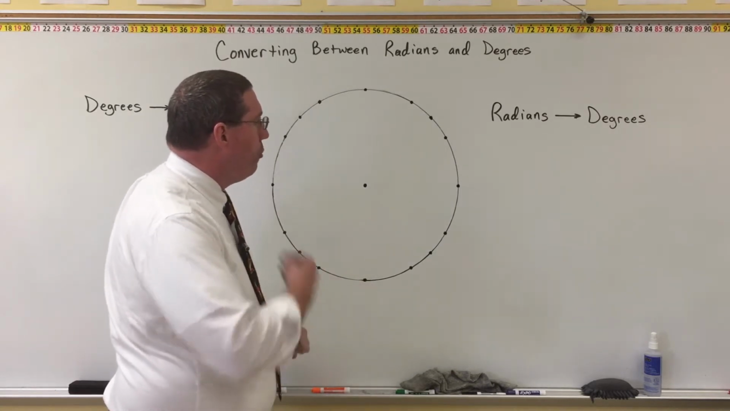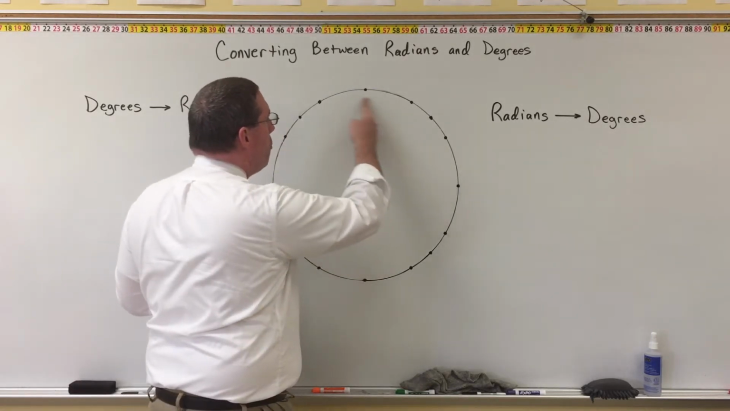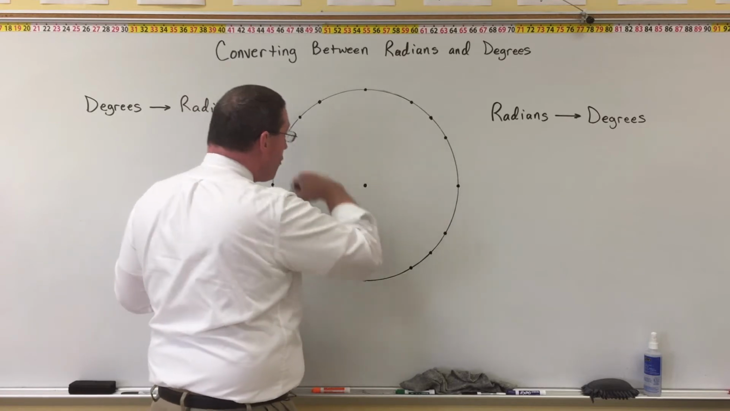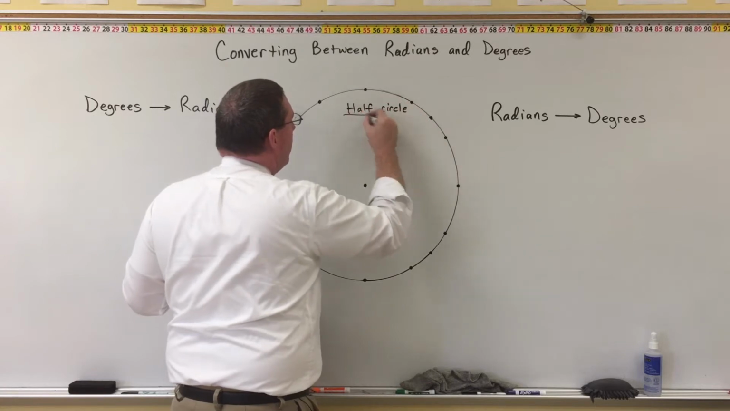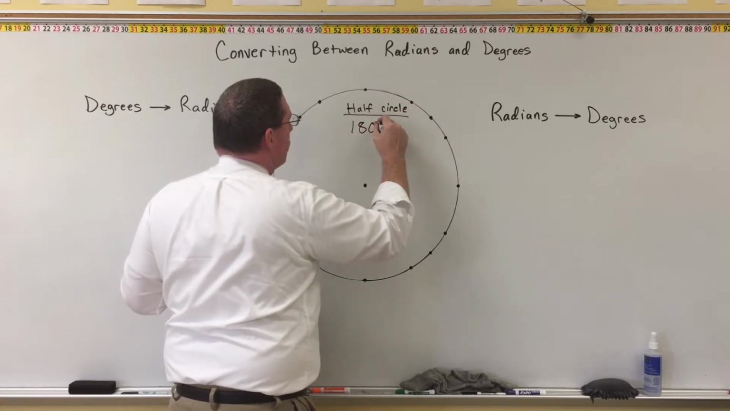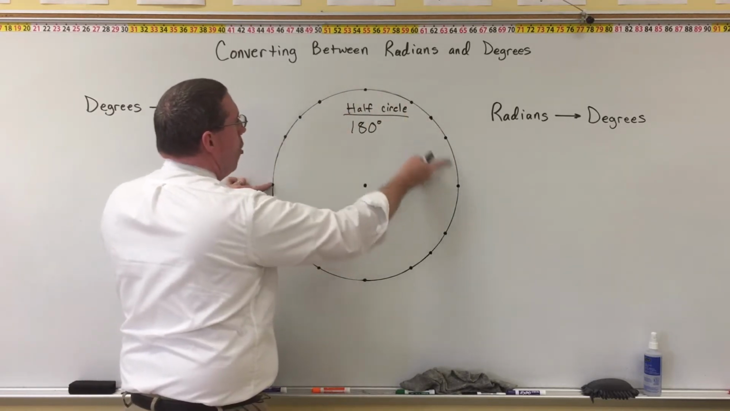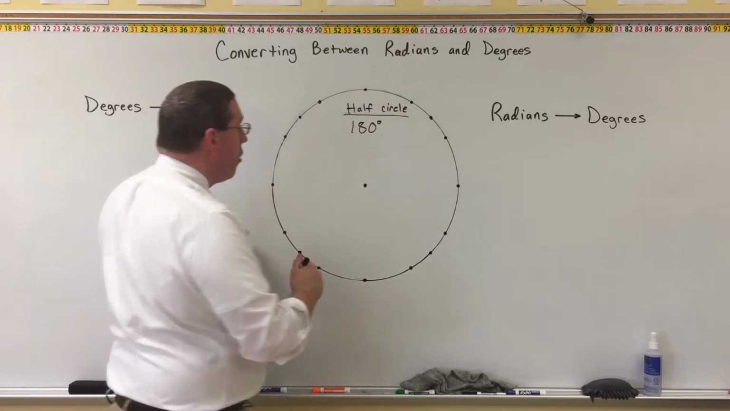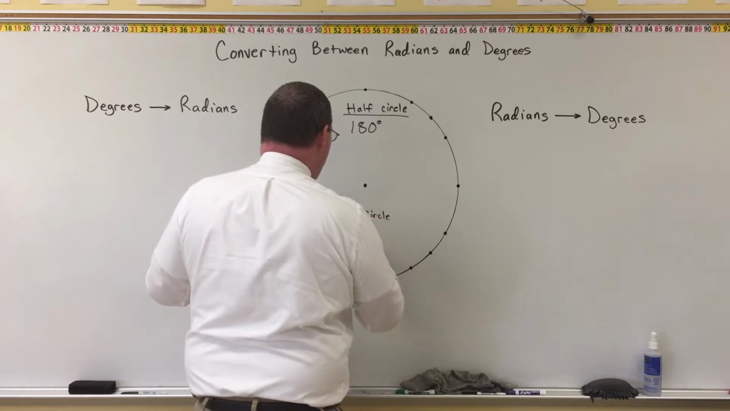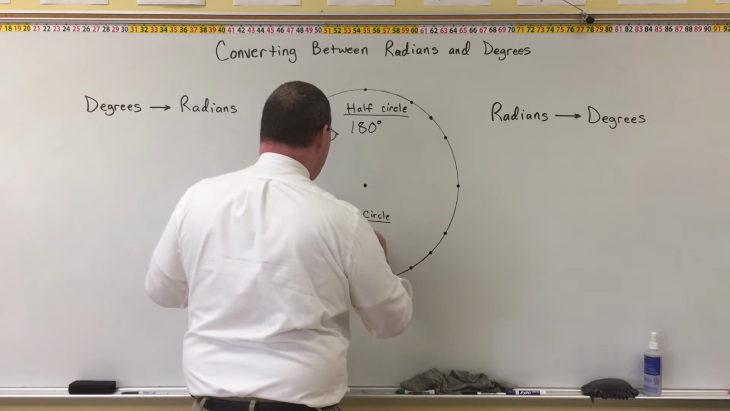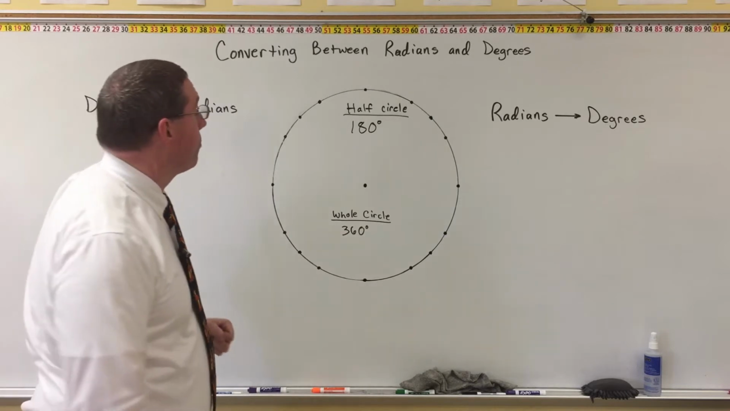We know two things about circles and degrees. We know that halfway around the circle, a half circle, is 180 degrees, right? From here all the way around to halfway, that is 180 degrees. And we know that a whole circle is 360 degrees, right? So half a circle is 180 degrees, a whole circle is 360 degrees.